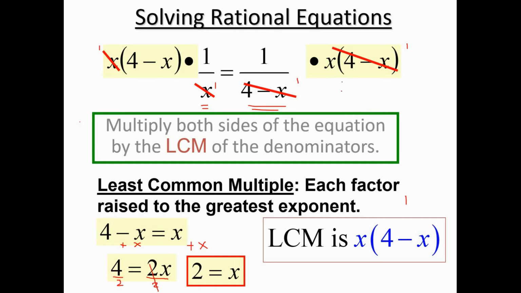If you're going to check, so 1 half is equal to 1 over 4 minus 2. So, 1 half is equal to 1 half. So, x as 2 is the solution for this rational equation.